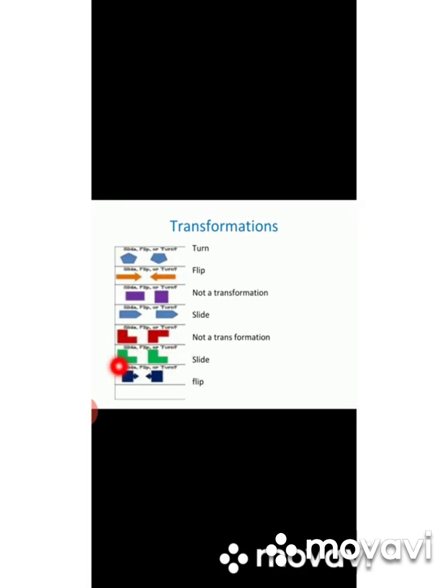What happened to this figure after transformation? It just moved. So the transformation is called a slide. And the last example, what happened to this figure? Yes, it flipped over an imaginary line like a mirror. So the transformation is called a flip.